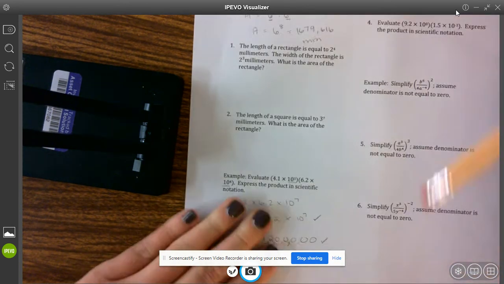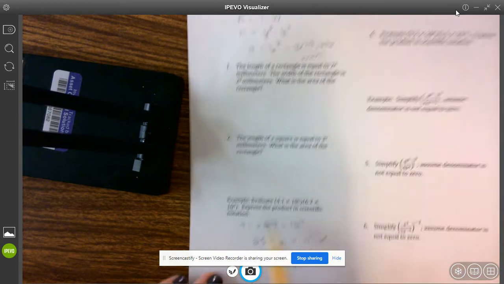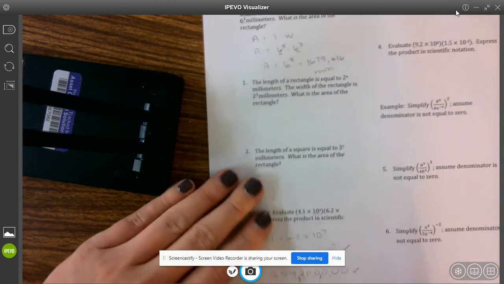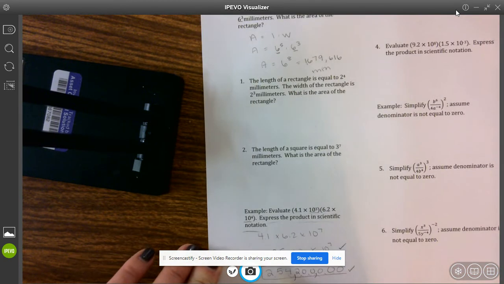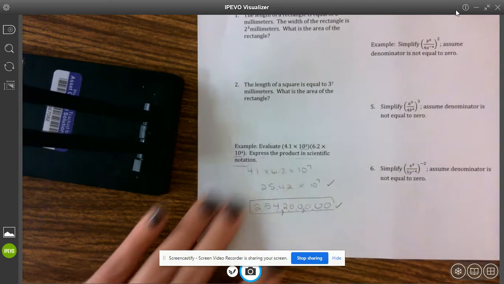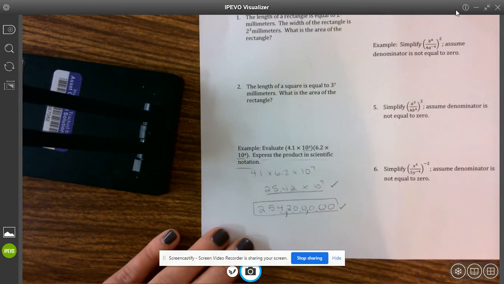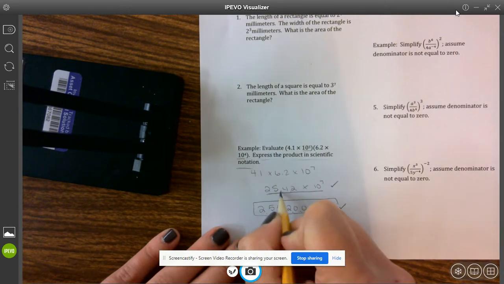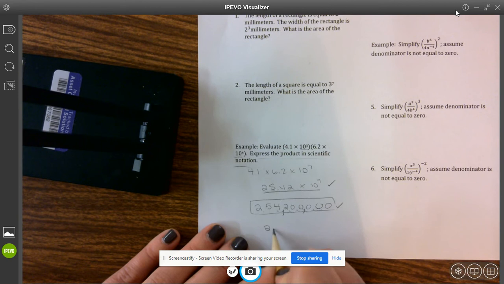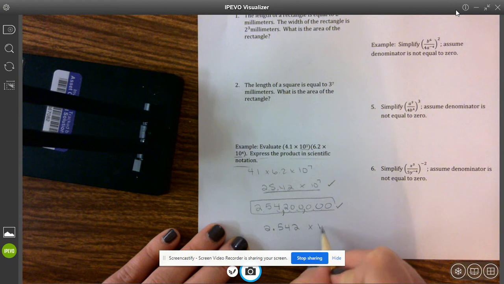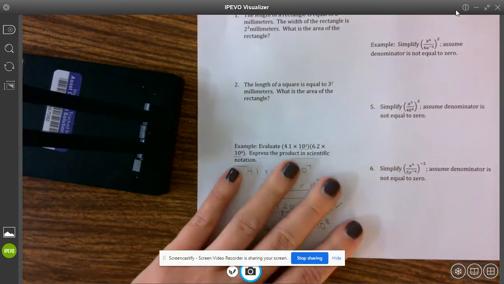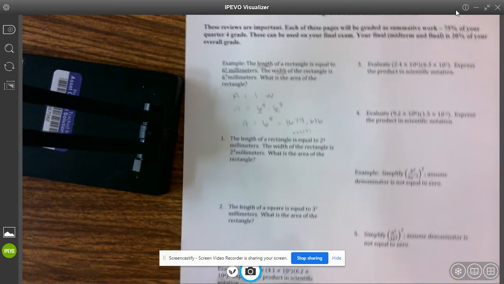All right. Oh, it says to express the product in scientific notation. So this is the number. Is this in scientific notation? No, because it's 25. What you need it to be is 2.542. Well, since it was to the seventh, we moved it over one more, so it's going to be to the eighth. Okay. Try 3 and 4. I'll be posting the answers.